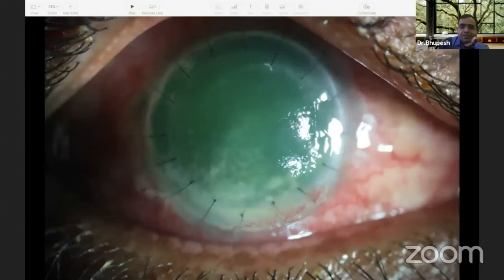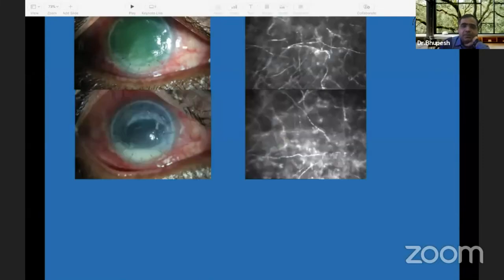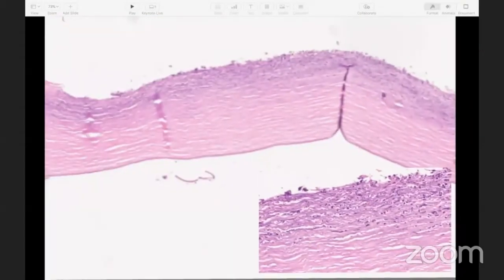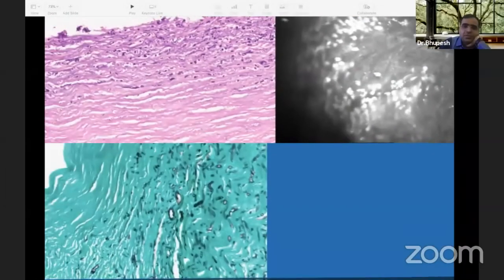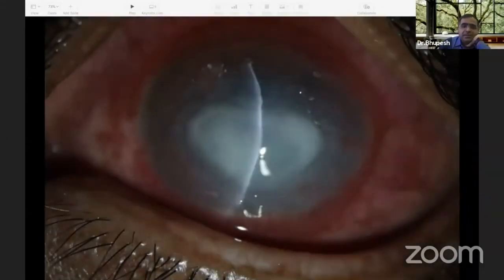So this was another patient where there was nothing to scrape, but on confocal it came out to be fungal filament. In the anterior portion there were only inflammatory cells, but the posterior stroma was full of fungal filaments. Similarly, it was confirmed on histopathology also that the stroma anteriorly had stromal cells and posteriorly there were a lot of fungal filaments.